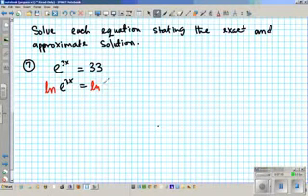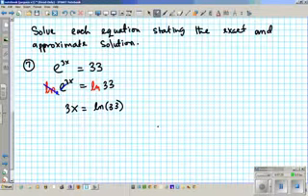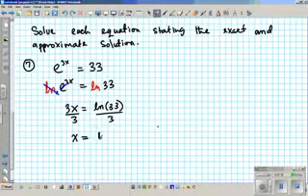Remember, ln basically is log base e, right? Like you have an imaginary e right here, and you know how that cancels with that, right? So that's why we chose ln. So this and this cancel each other out, and then we're going to have 3x equals natural logarithm of 33. Divide both sides by 3, and then you're going to have x equals the natural logarithm of 33 divided by 3.